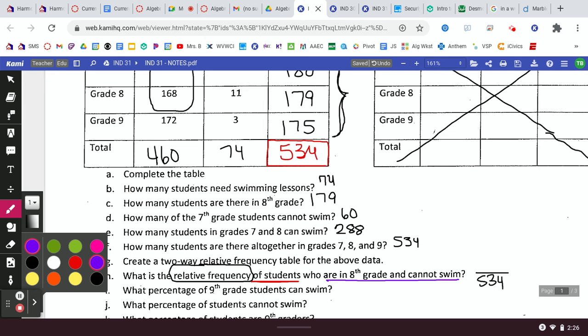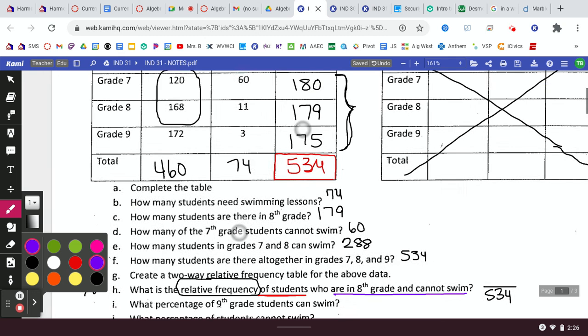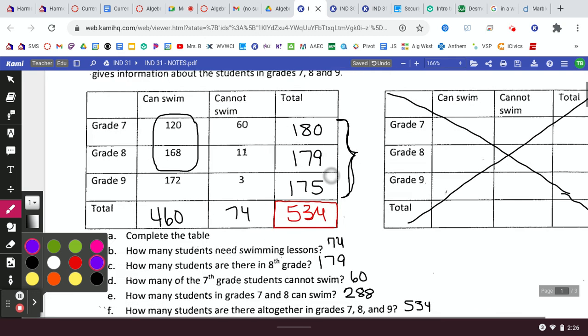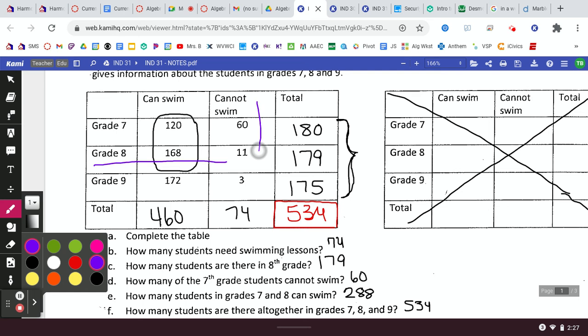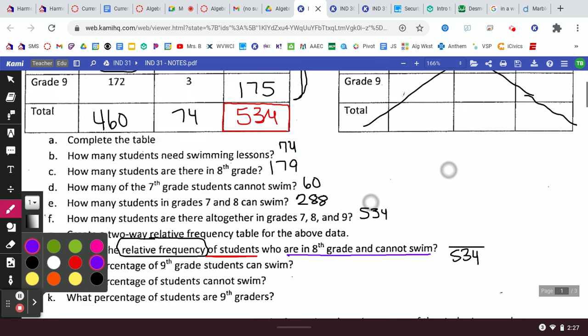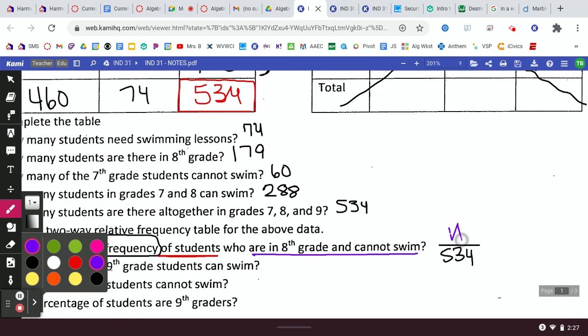So in this case, we want to know 8th graders who cannot swim. So we look at our table, and we look at 8th graders who cannot swim, and that intersects at 11. So then the top number of our fraction is 11. Now everybody should have a calculator in front of them, and everybody's going to participate, so be ready. Everybody punch in 11 divided by 534.